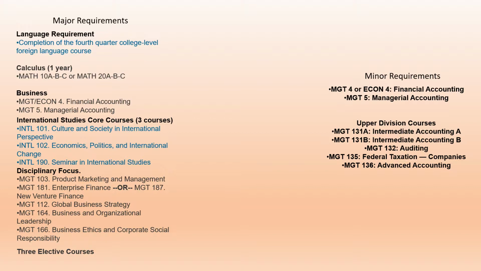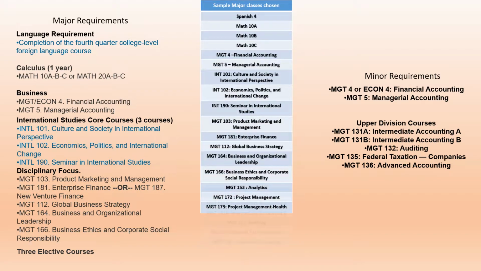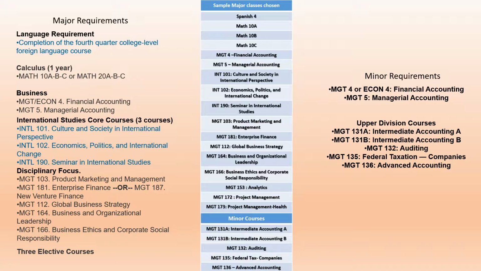So towards the middle, you can see what we're calling the sample major classes chosen. And the reason why is because the ISIB major gives you the option to take some different classes. So we are choosing some courses that would be reasonable, but you might be choosing different courses. And if that's the case, just make sure that you come in and you talk to us in regards to how these new courses will fit within your CPA evaluation.